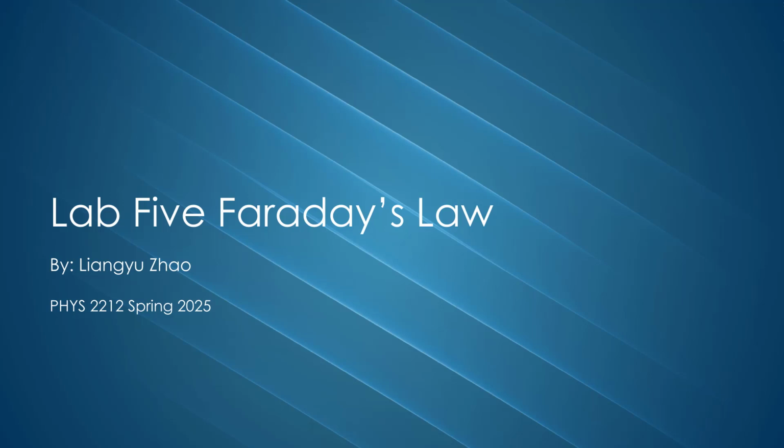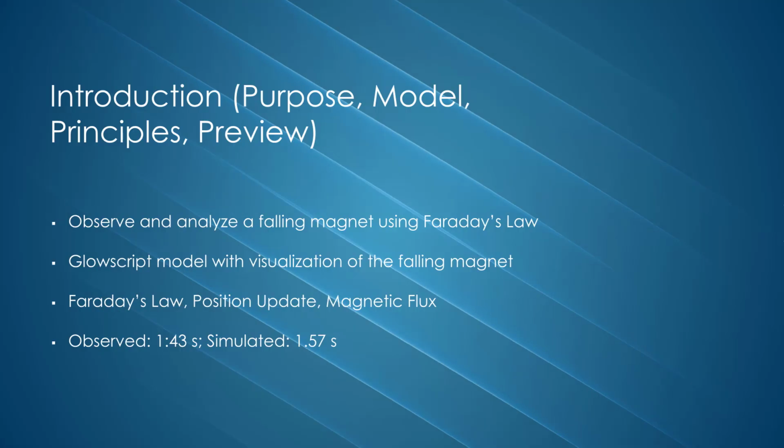Hello, this is my lab report for Lab 5, Faraday's Law. This lab focuses on observing and analyzing a falling object using Faraday's Law. After our experiment, we'll create a Glowscript model that visualizes a falling magnet. Some of the key principles that we'll use are Faraday's Law, position update, and magnetic flux. A preview of our result: our observed fall time was 1.43 seconds, and our simulated was 1.57.